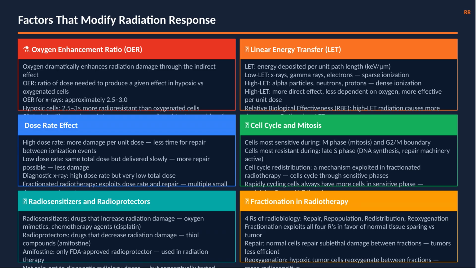Dose rate effect. High dose rate means less time for cellular repair between ionization events, more damage. Low dose rate. Same total dose delivered slowly. Allows more repair, less damage. This principle underlies fractionated radiotherapy.